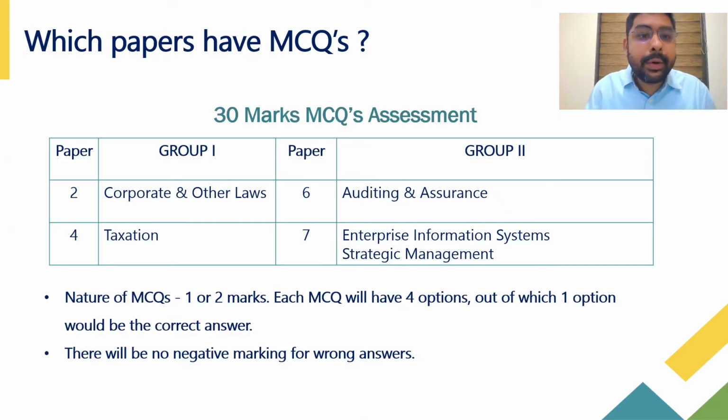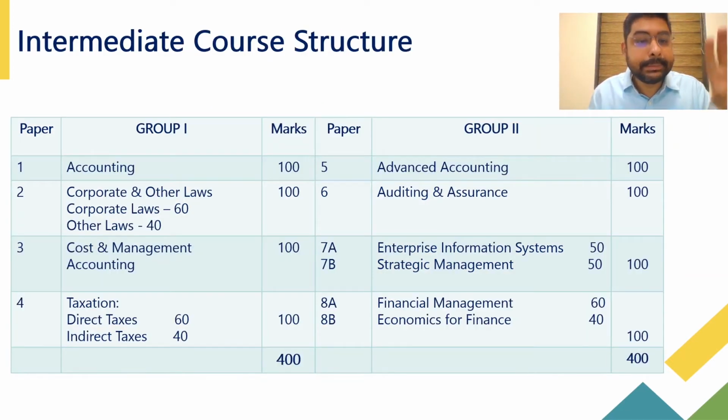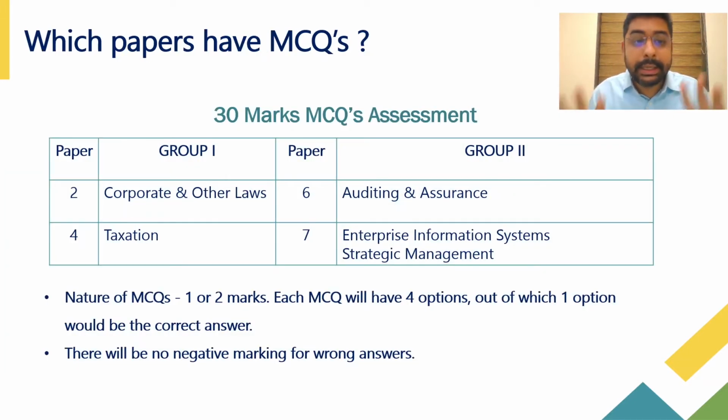Okay, now one very important thing to note here is that out of these 8 papers, there are four theory papers: your law paper, which is paper 2, and paper 4, the tax paper, in Group 1; and in Group 2, the audit paper, which is paper 6, and enterprise information systems and strategic management, which is paper 7.